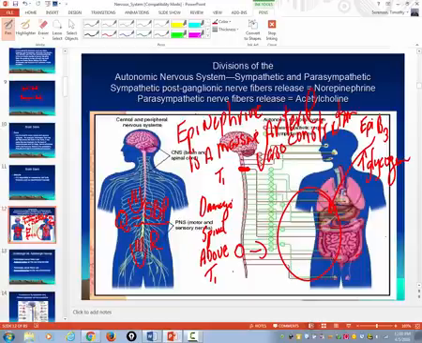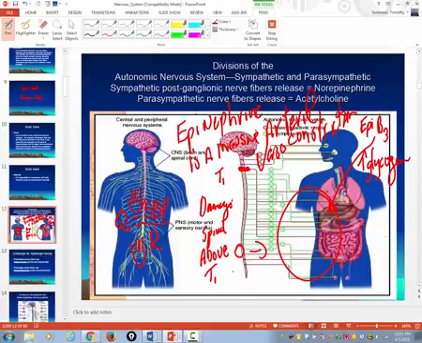That's called neurogenic shock. So what would you use to treat someone who's in neurogenic shock? You give them epinephrine. You give them an IV drip of epinephrine. Do you see that? Do you follow that? That is neurogenic shock.